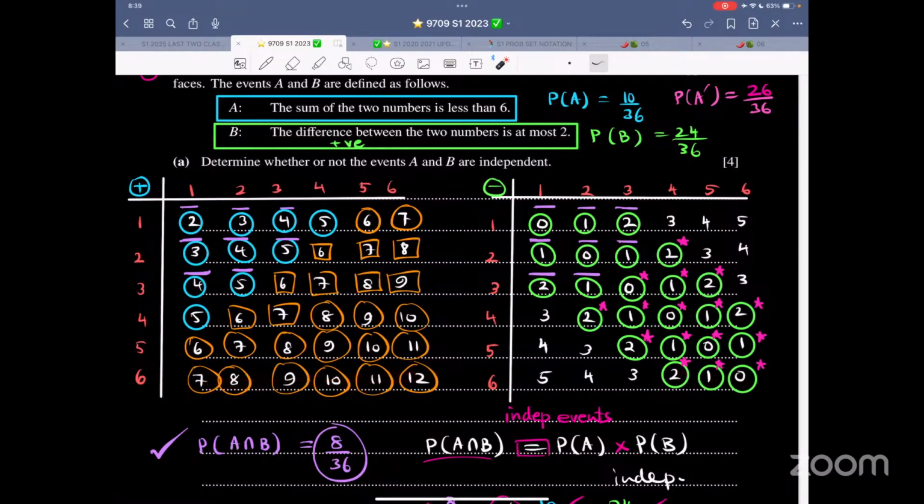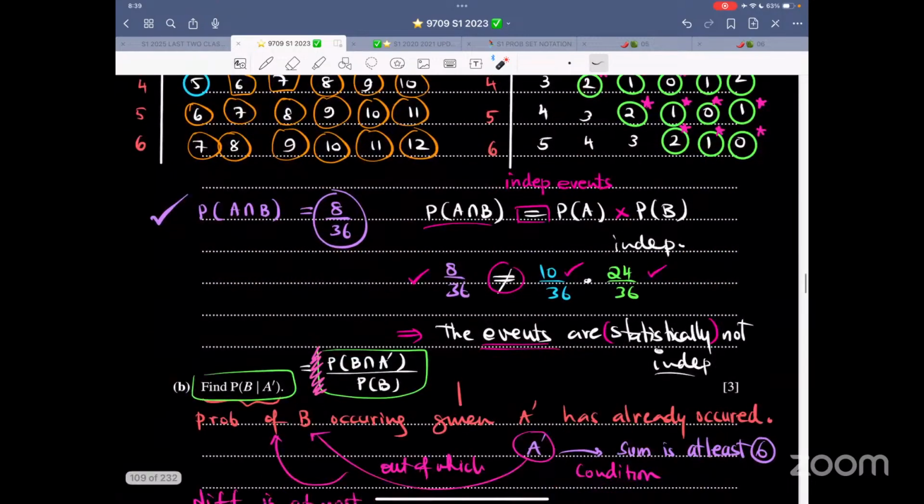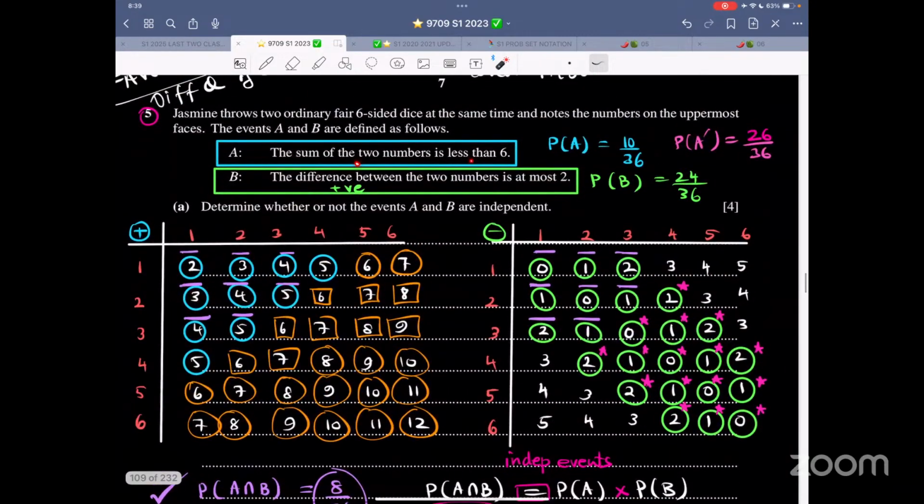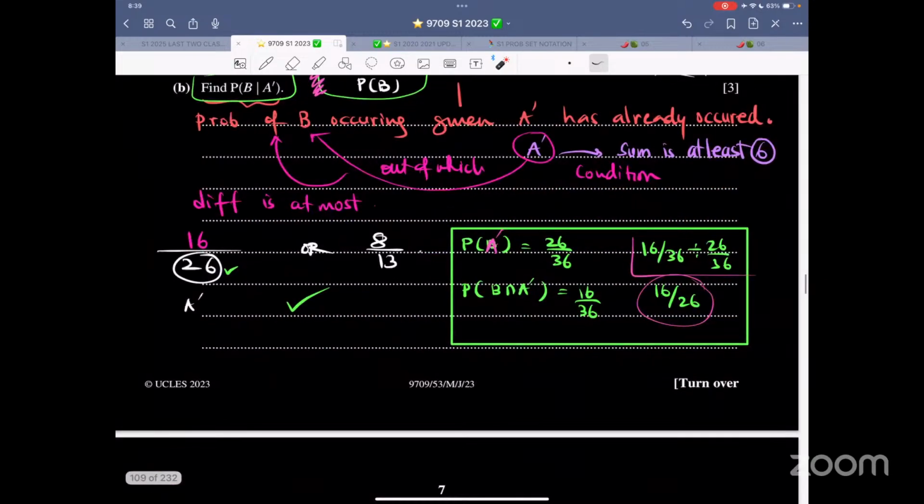Got it? So let me read it again. It says B slash A complement. A is sum less than 6. A complement is this one, sum greater than or equal to 6. Out of these, that is the condition. Out of these, how many have a positive difference that is at most 2? The green one is the positive difference. Just check how many of these are green. So that comes out to be 16.